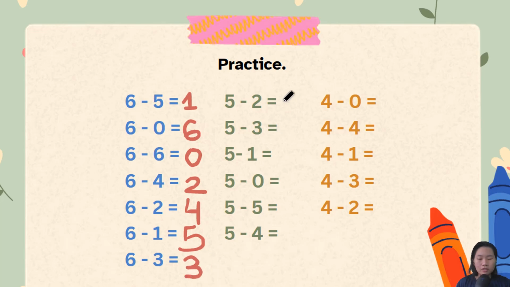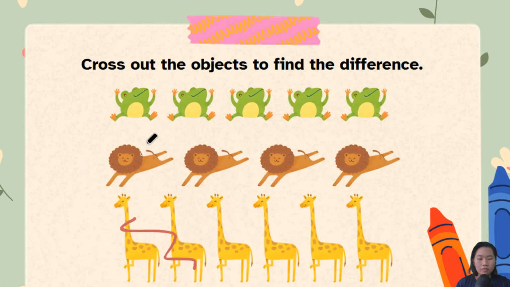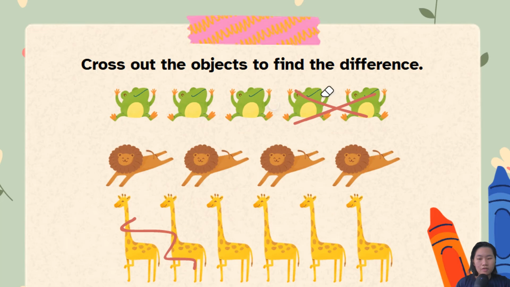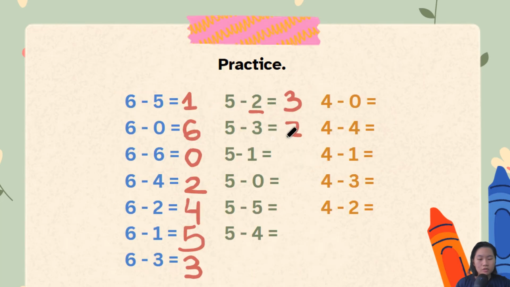Next up, 5 minus 2. What is 5 minus 2? Let's go over here. 5 frogs minus 2 frogs. We have 3 frogs left. 3. Now, 5 minus 3 instead. 5 minus 3 is... We have 5, 5, 3, 3. So 2. 5 minus 3 is 2. Now we can double check this. 5 minus 2. 3, right? We have 2 left, right?